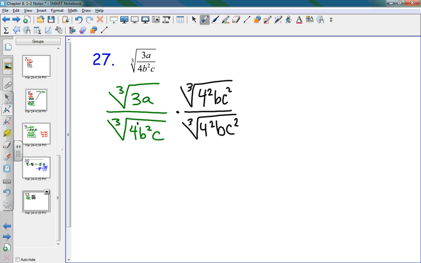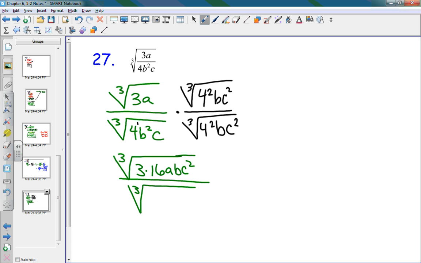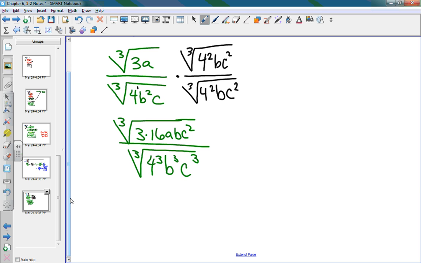Now I'm going to marry the tops. What's 4 squared? So that's 3 times 16, a, b, c squared, all over. Now how many 4's do I have total? 3 of them. How many b's? 3 of them. And how many c's? 3 of them. Well, what's 16 times 3? 48.